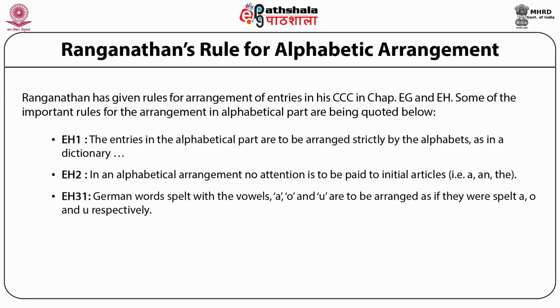Rule EH31. German words spelled with the vowels Ä, Ö, and Ü are to be arranged as if they were spelled as A, O, and U respectively.